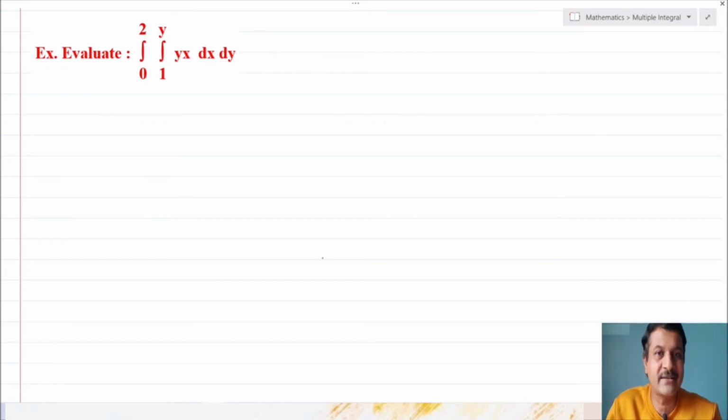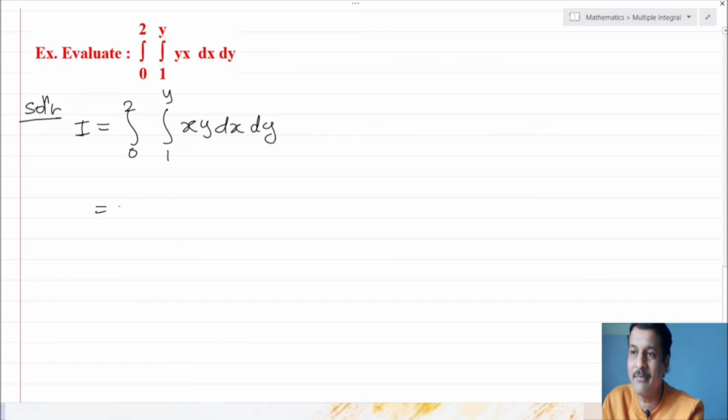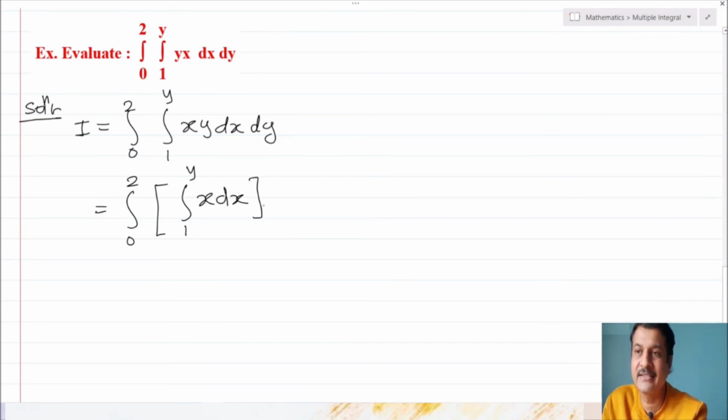So first integrate with respect to x, keeping y as a constant, and whatever the result is, you integrate with respect to y. So consider that integral I, integration 0 to 2, integration 1 to y, xy dx dy. Now the inner integral contains y, which means first integrate with respect to x. So integration 1 to y, only x inside, so x dx, and I can take this y outside.